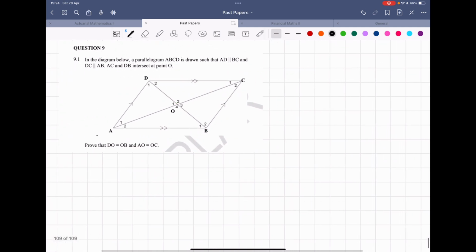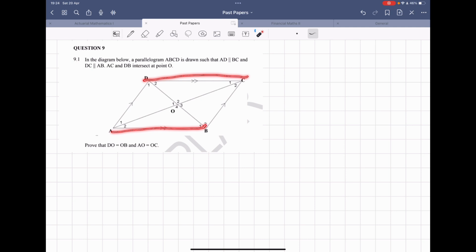Then question 9, for the first part 9.1, we're given a parallelogram ABCD, and we're told that it's drawn such that AD is parallel to BC and DC is parallel to AB, and we're told that AC and DB intersect at this point O. Prove that DO is equal to OB, and that OA is equal to OC.